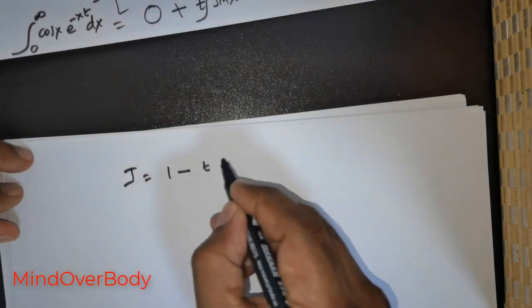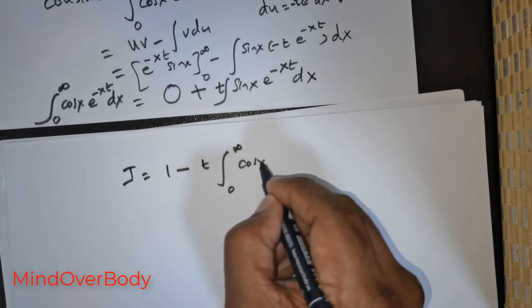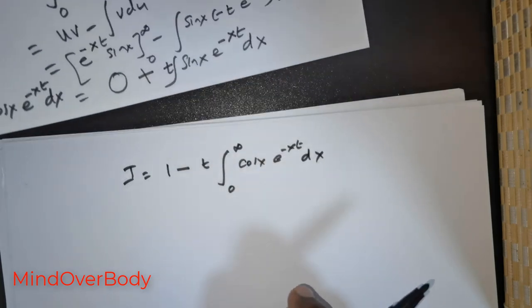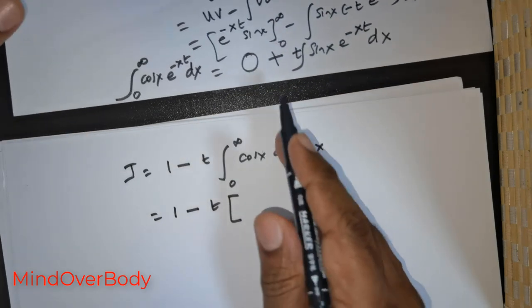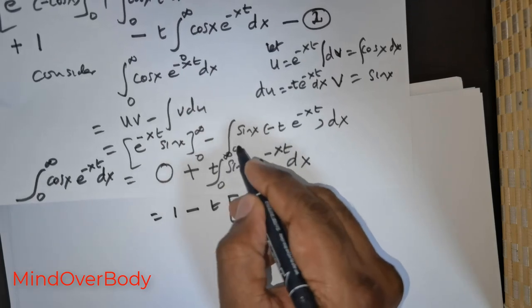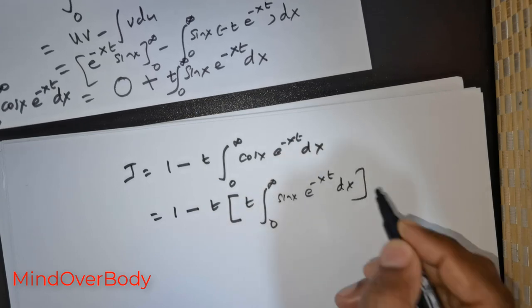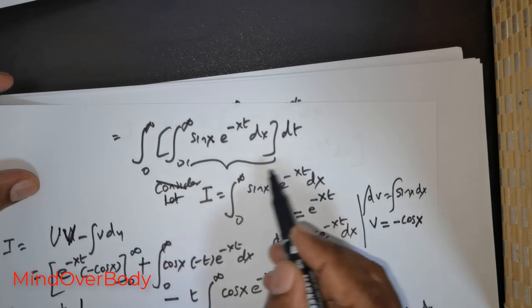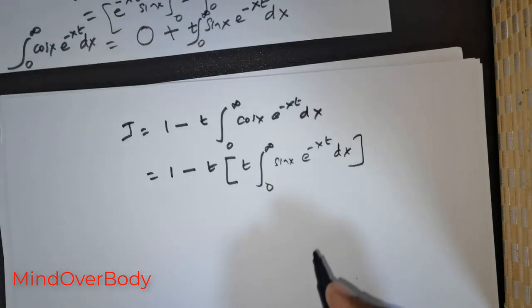This is negative t times the integral from 0 to infinity of cos x times e raised to the power of negative x times t dx. Now in place of this, we substitute this, so this is equal to 1 minus t times, what is this? This is t times the integral from 0 to infinity of sin x times e raised to the power of negative x times t dx. I am not evaluating this. Why? What did we do? We took I to be equal to the integral from 0 to infinity of sin x e raised to the power of negative x times t dx. So this is nothing but I.